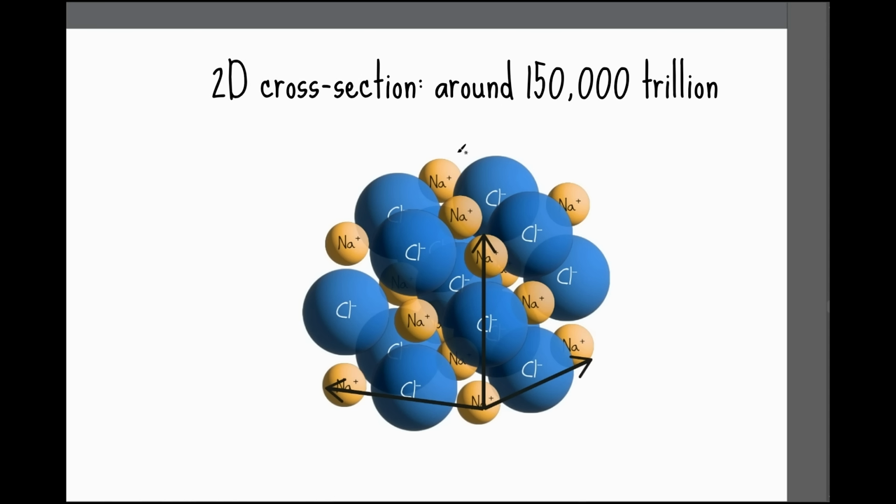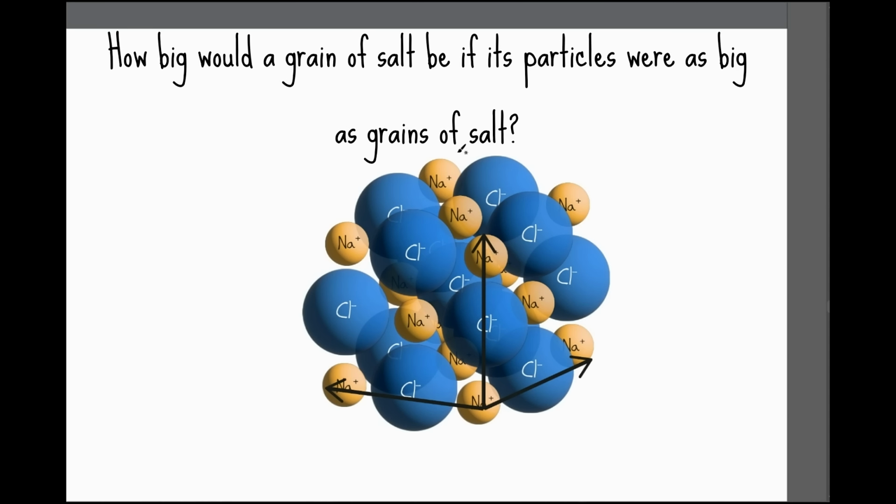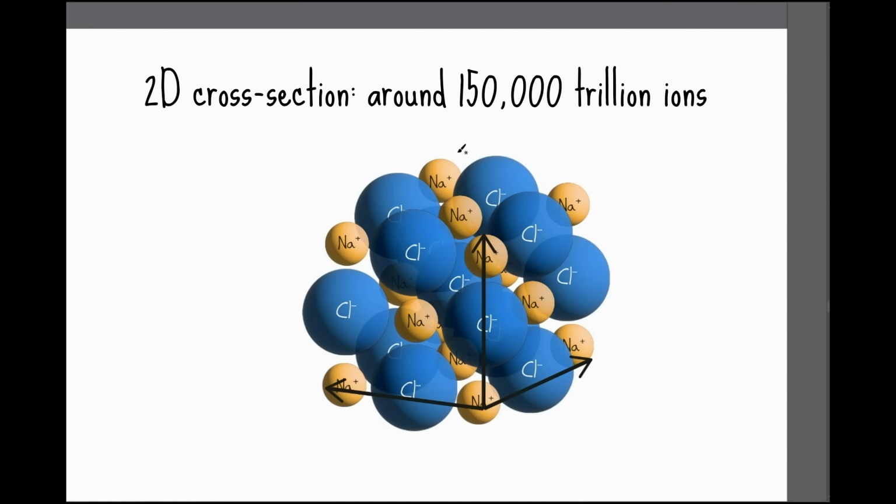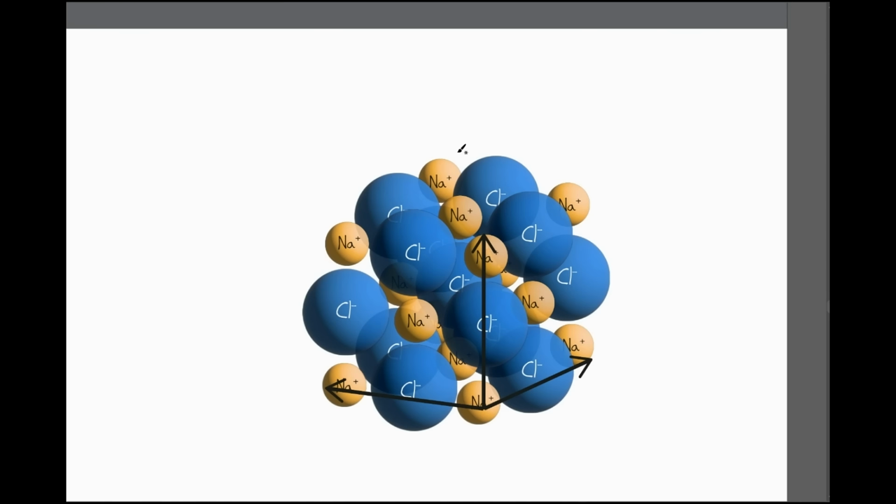Now, these are enormous numbers, and today I want to answer the following question. How big would a grain of salt be if its particles themselves were as big as a grain of salt? To do this, I will try and draw all 150,000 trillion ions of a cross-section of sodium chloride to scale on Adobe Illustrator.